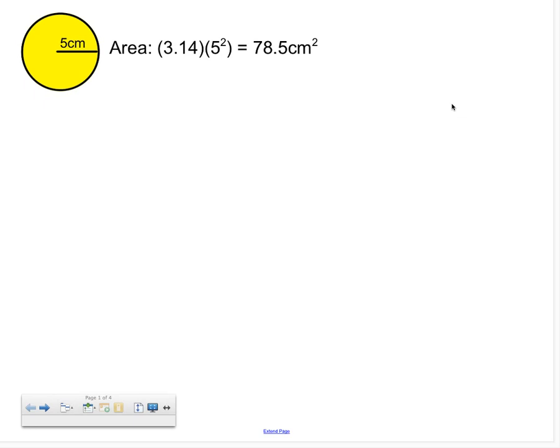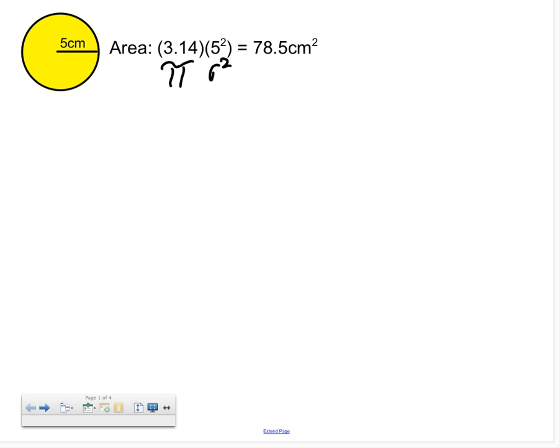So we know that a 2D circle, a circle that doesn't have any height or depth, if it has a radius of 5, the area formula for any circle is pi times r squared. So that's the formula for any circle, big or small, any 2D circle. It's pi times the radius squared. In this case, it's 5 squared, so it ends up being 78.5.